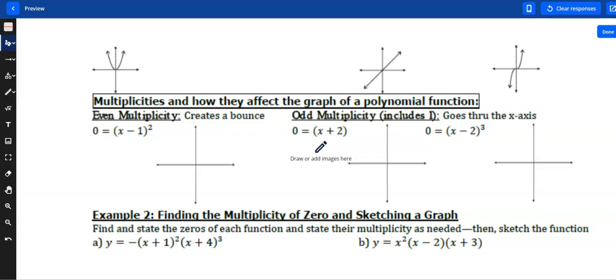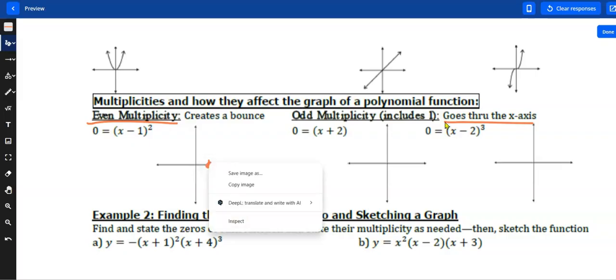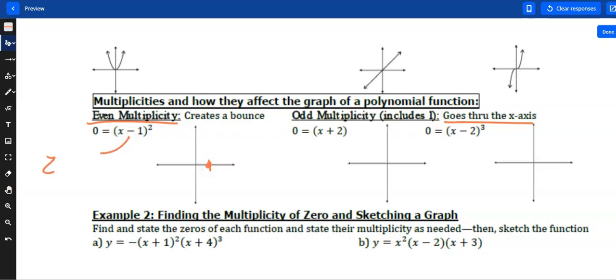All right, multiplicities. We already discussed them, how they affect the graph. We know that the odd multiplicity goes through the x-axis. That's the one we practiced. It's the even ones that we haven't seen yet. They actually bounce off the axis, right? They create a bounce. So we know that at 1, because that's the zero, if we were making a chart, zeros and multiplicities, we'd have a 1 that occurred twice.